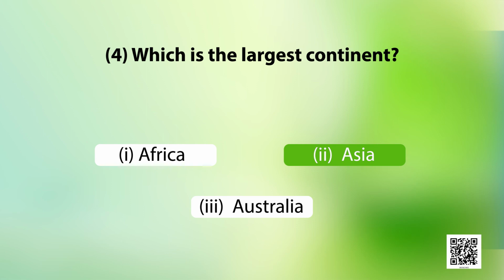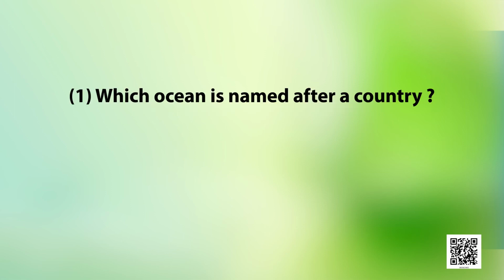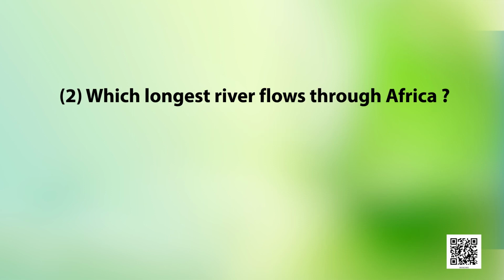Now let's move ahead. Here we have some questions which you have to answer in 1 or 2 words. And the first question is, which ocean is named after a country? And the answer is Indian Ocean, which is named after our country, India. The second question is, which longest river flows through Africa? And the answer is the Nile.